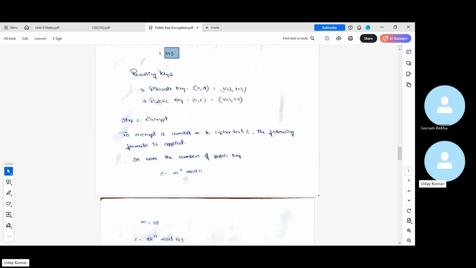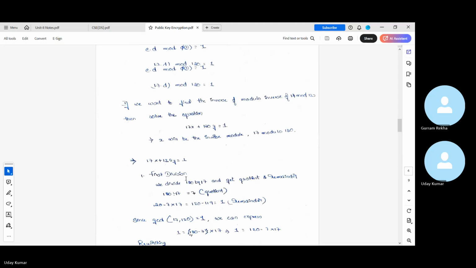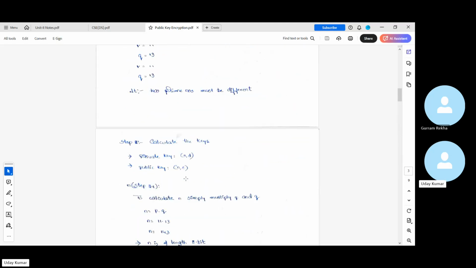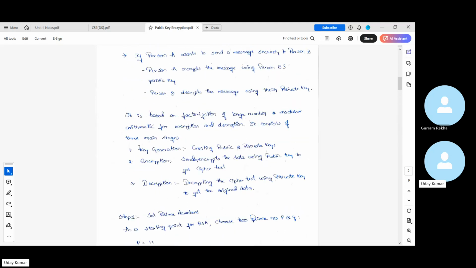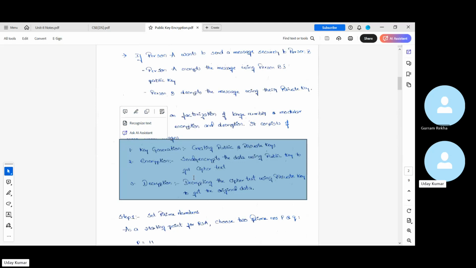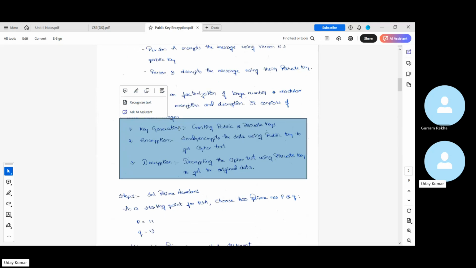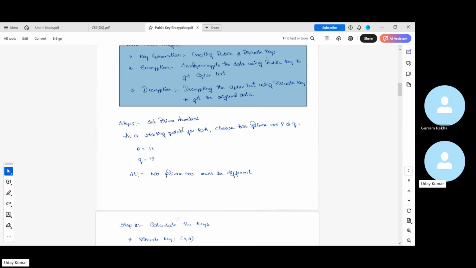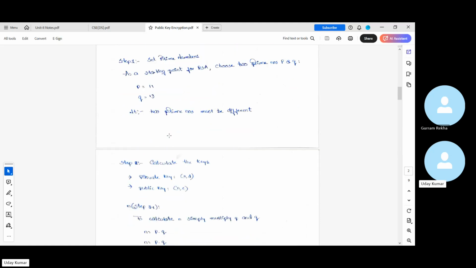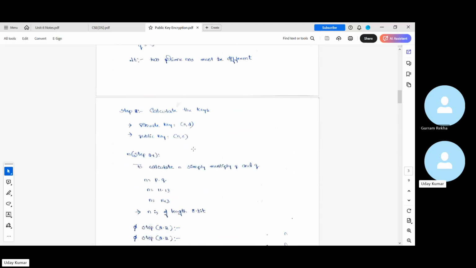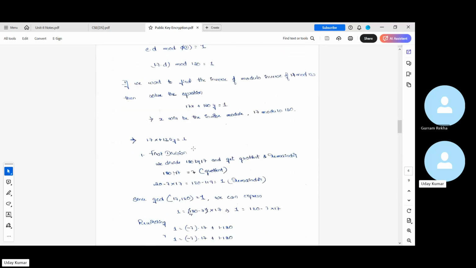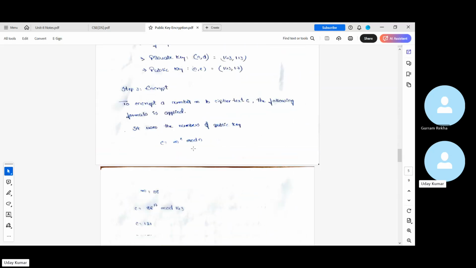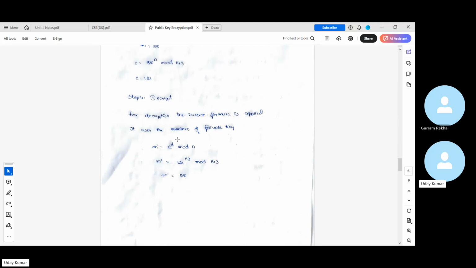So this is the RSA algorithm. The RSA algorithm steps are key. First you have to generate the key, then you have to do the encryption, then you have to do the decryption. Key generation, how do you identify the public and private key: start with setting the prime numbers, then identify n comma d and n comma e, and once you are done with the public key and private key, do the encryption and do the decryption.